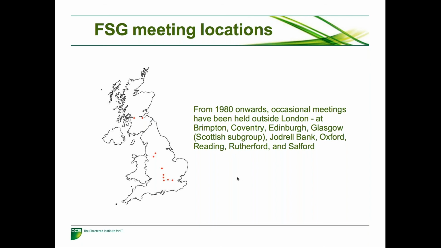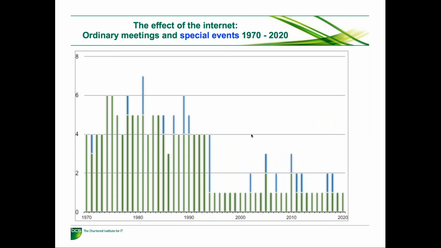So then the internet came along, and this shows the effect of the internet, shows how many meetings we had per year, up to 93. Green shows ordinary meetings, typically 4 a year, typically in London, and the blue shows the forums. So in 1994, because information could now be passed around much more easily by the internet, we decided to go to one meeting a year and special meetings.